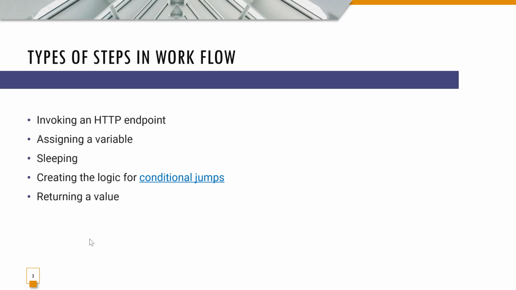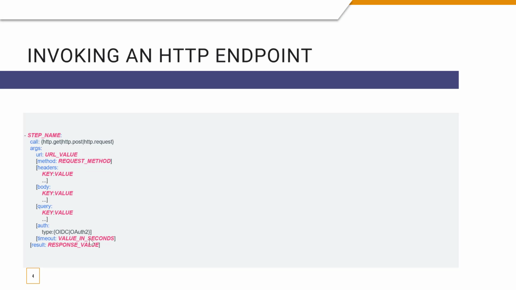The third thing is you can make a particular step inactive for a particular period of time. Then you can also have logic created where you want to do conditional jumps from one step to the other. And finally, you can return a value. So that is the last kind of step. So we'll go through them one by one.